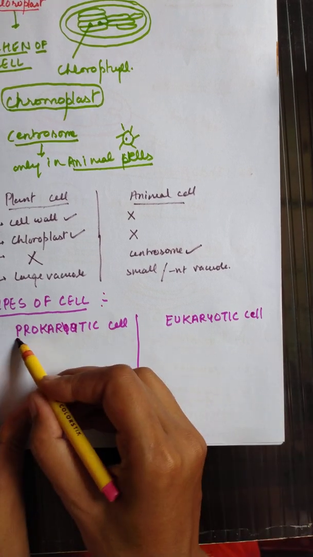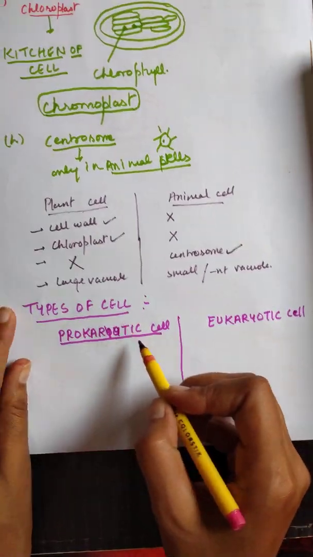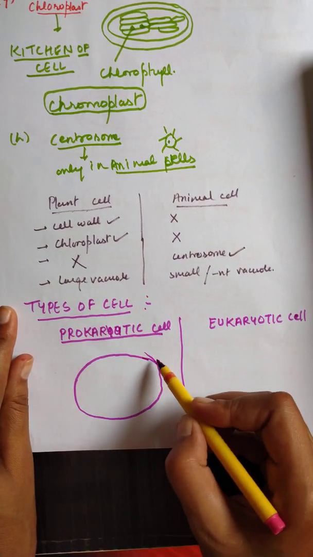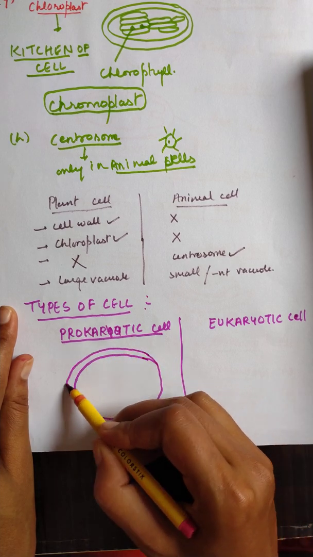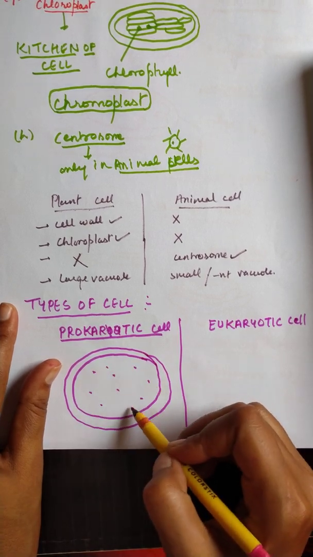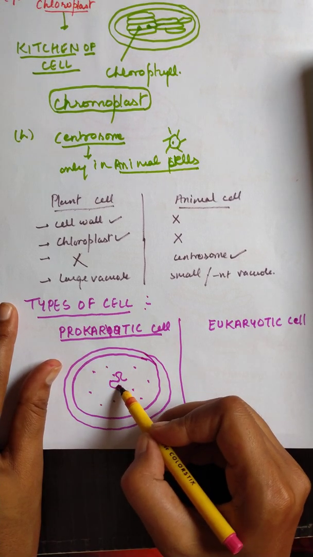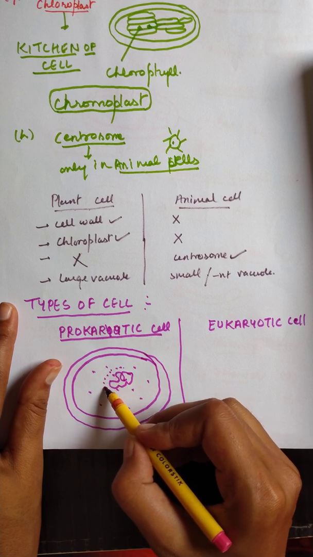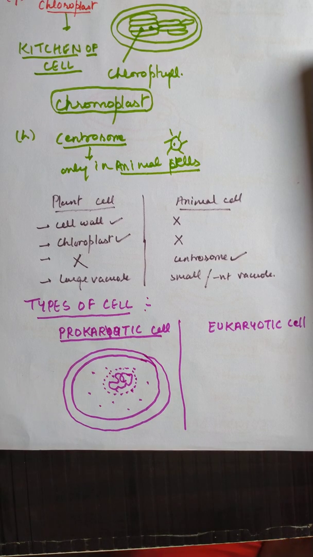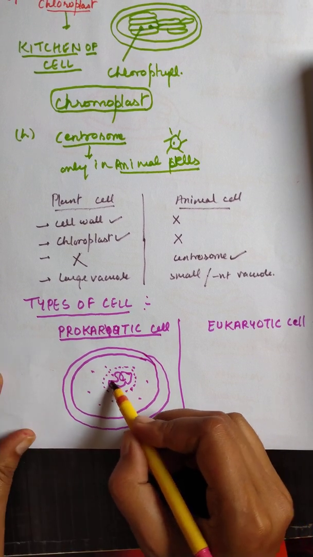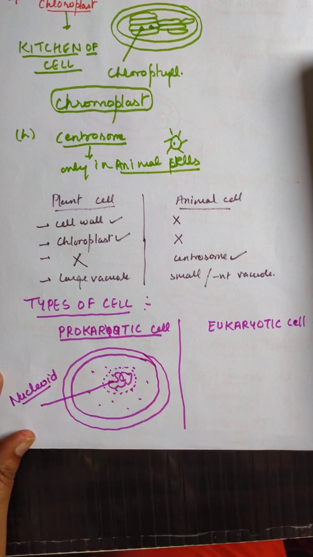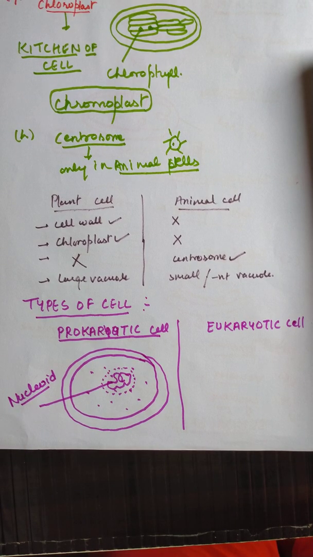So what are prokaryotic and eukaryotic cells? Students, the main thing is that the prokaryotic cell is the cell in which the nucleus is very less developed. Suppose this is the cell membrane, this is the cell wall, and inside the cell there is the cytoplasm. This is the nucleus. The nucleus has no nuclear membrane, a less developed type of nucleus, and this less developed nucleus is called a nucleoid. Such a cell is called a prokaryotic cell.